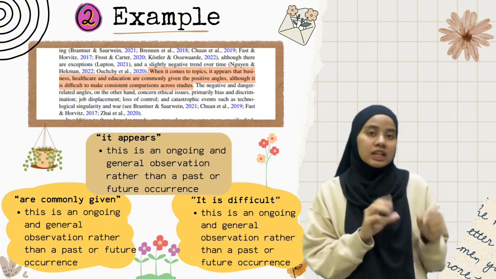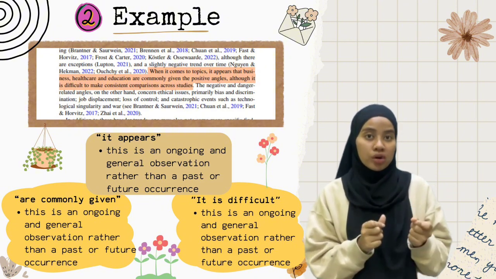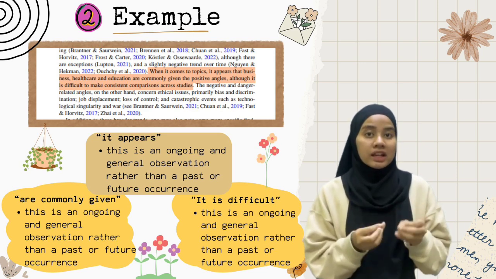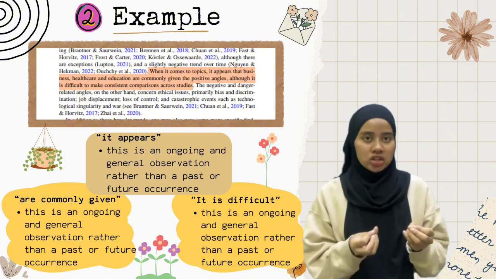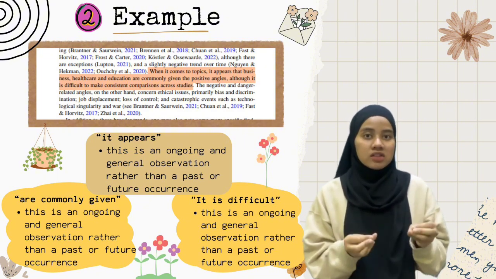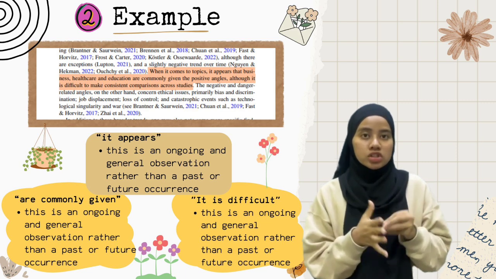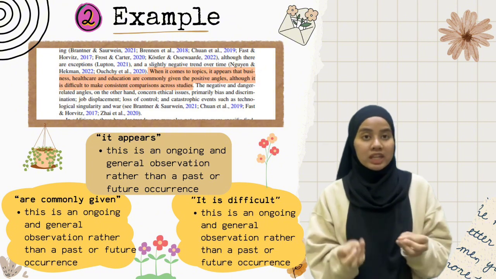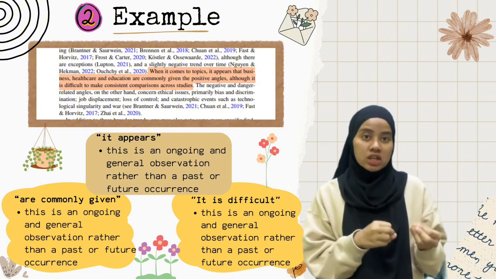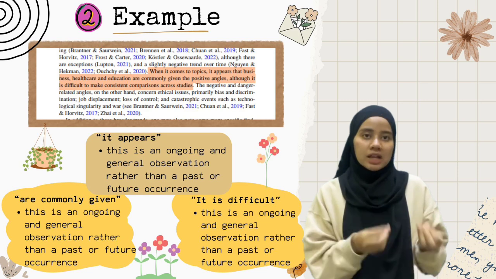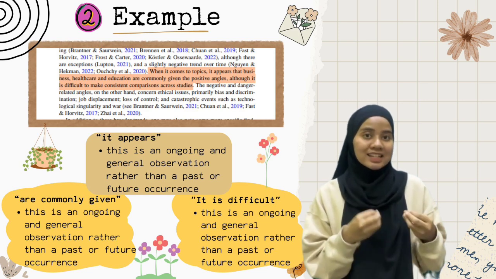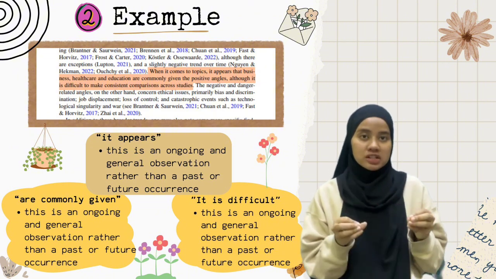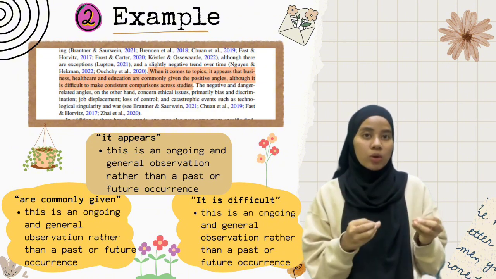Here it appears the present simple shows this an ongoing and general observation rather than a past or future occurrence, making it clear that this is a current interpretation of data or studies. Then there's are commonly given, which points to a consistent pattern over time without implying it is tied to a specific moment in time. There is also present simple usage in it is difficult, which emphasizes that the challenge of making consistent comparisons is a current and ongoing issue. The present simple ensures the sentence is easy to follow and free of ambiguity.